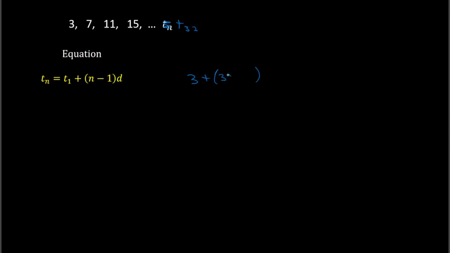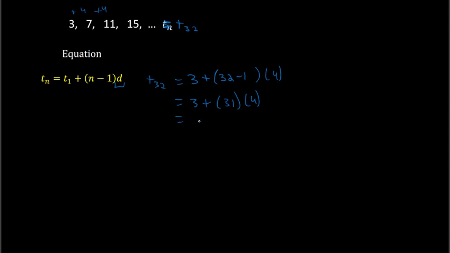So I'm trying to find the 32nd term. I take 32 minus 1, multiply that by the common difference, which was 4, because we're adding 4 each time. So multiply that by 4. That would give me the 32nd term. So T32 would equal that, the 32nd term: 3 plus, this is 31, and then times that by 4.